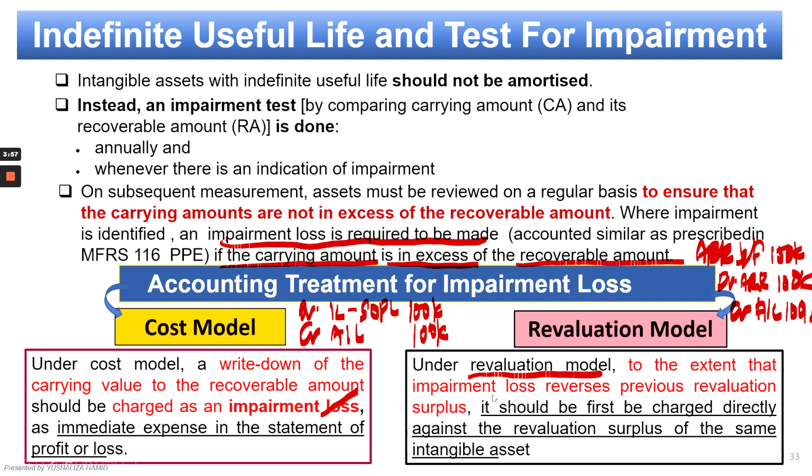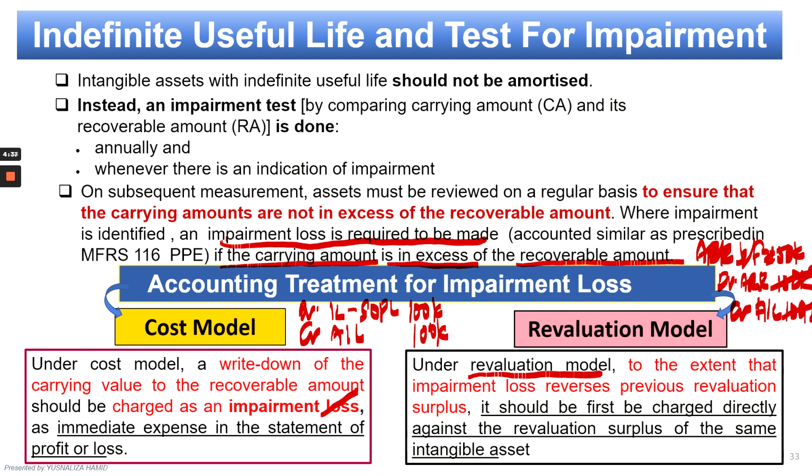However, if the revaluation surplus is not enough to cover the impairment loss, the difference should be charged to the profit or loss. So if, let's say, the impairment loss was just 100,000 and the asset revaluation reserve balance there is just 50,000, for example. If it's 50,000, only 50,000 will be charged to the asset revaluation reserve, and the remaining will be charged to the profit or loss, debited similar to the cost model.